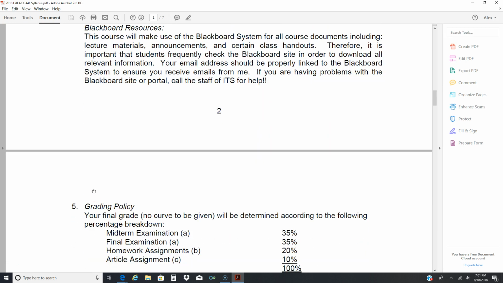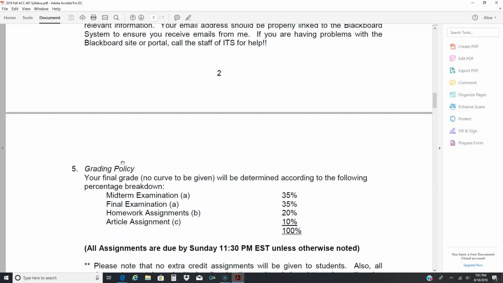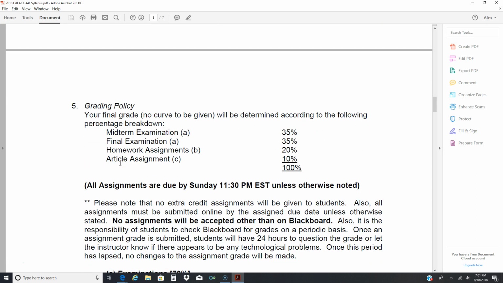If you're having any technical issues, please call the staff of Information Technology Services for help. The grading policy. The final grade will be determined according to the following percentage breakdown. No curve will be given with this. We have a midterm exam worth 35%, a final worth 35%, homework assignments worth 20%, and an article assignment worth 10%, giving us 100%. All assignments are due Sunday, 11:30 p.m. Eastern Standard Time, unless otherwise noted.